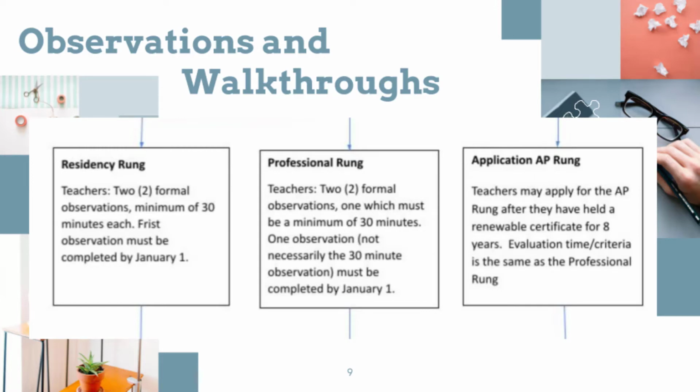The evaluation process is the same as the professional rung. In order to apply for the AP rung, a teacher must have held a renewable certificate for 8 years. There are also other requirements to qualify for the AP rung. Note the amounts and timeline of the formal observations.